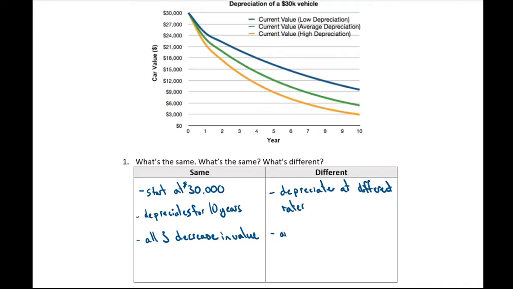You could also say after 10 years, the values are different. Because again, we can see at the end here, the values for the 3 different scenarios are all different. So they all depreciate at a different rate, and they end at a different value, even though they all start at 30,000.